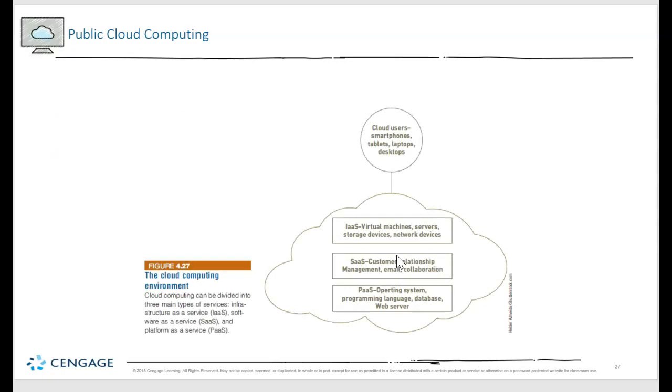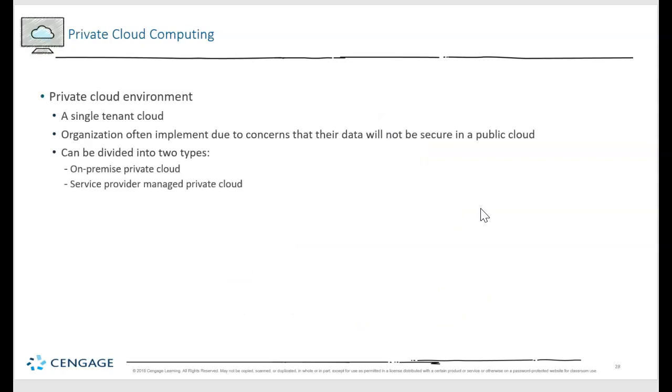This gives you just a rough idea of that environment where you got infrastructure, like somebody storing all the virtual machines. As software, you get all the email, collaboration, relationship software, or you can get platform, which is operating system, programming language, database, server, all of that stuff comes into play. So that's the public.